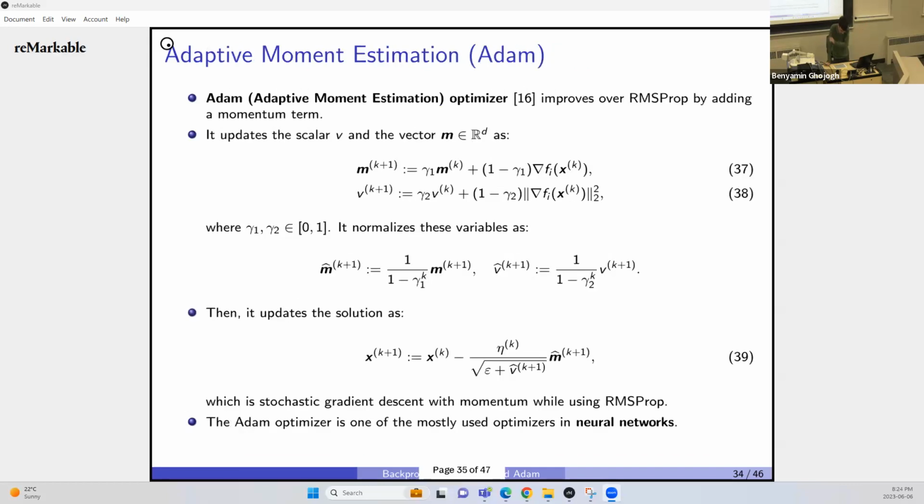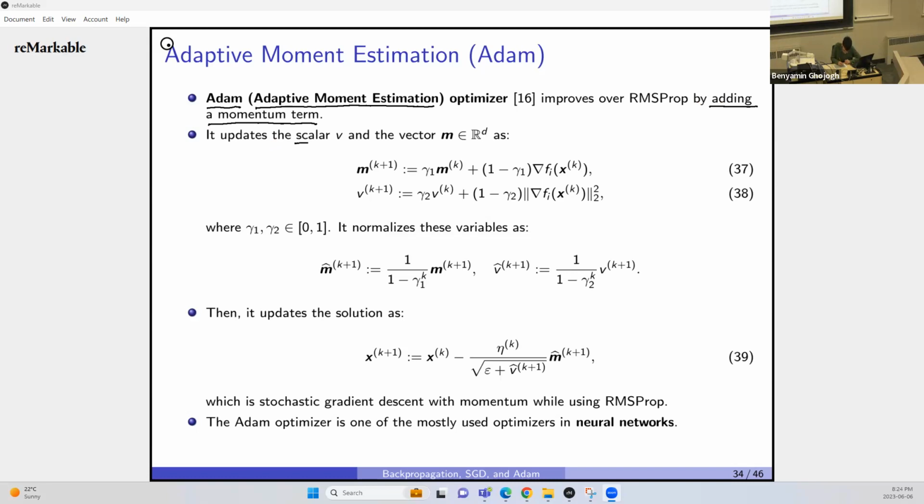Okay, so this previous one, RMSProp, was proposed by Hinton, not published. Adam was published. Adam, what is it short for? It's not Adam and Eve, it's short for adaptive moment estimation. Okay, adaptive moment estimation optimizer, or Adam. Reference 16. It improves over RMSProp by adding a momentum term. This time, it actually uses a momentum term.